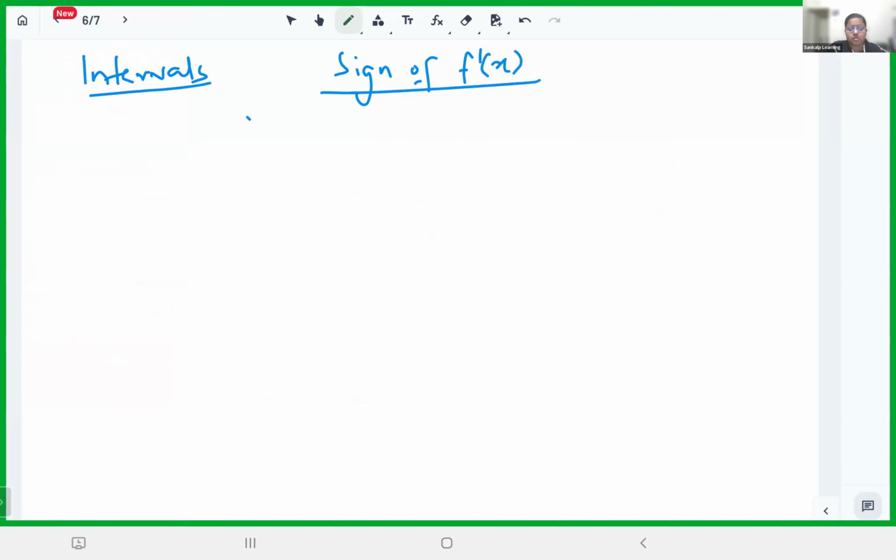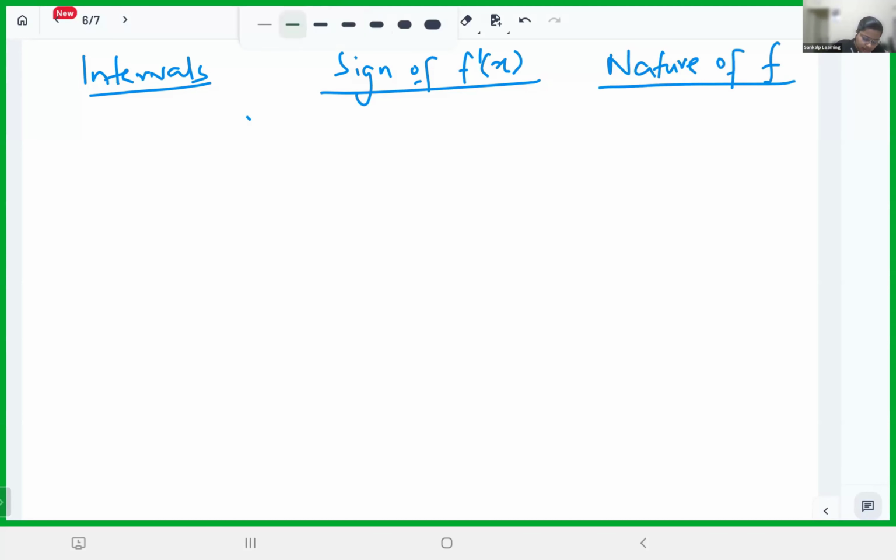So first we'll write the intervals. And then what do we have to check? We have to check the sign of f dash of x. When you understand the sign of f dash of x, we can determine the nature of the function in that interval, isn't it? We can determine the nature of the function. Okay.